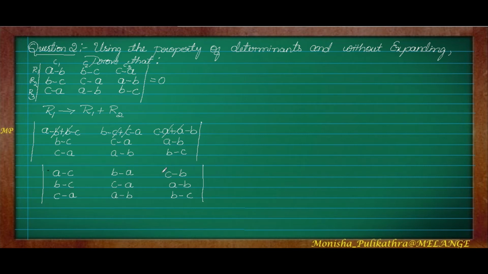So one interchangeable thing we can do is to make both the rows equal. So what I will do is I will be taking minus common from the third row, and the rest two rows I will be writing as it is. So first row A minus C, B minus A, and C minus B. Second row B minus C, C minus A, and A minus B. Last row I will be taking out the minus sign.